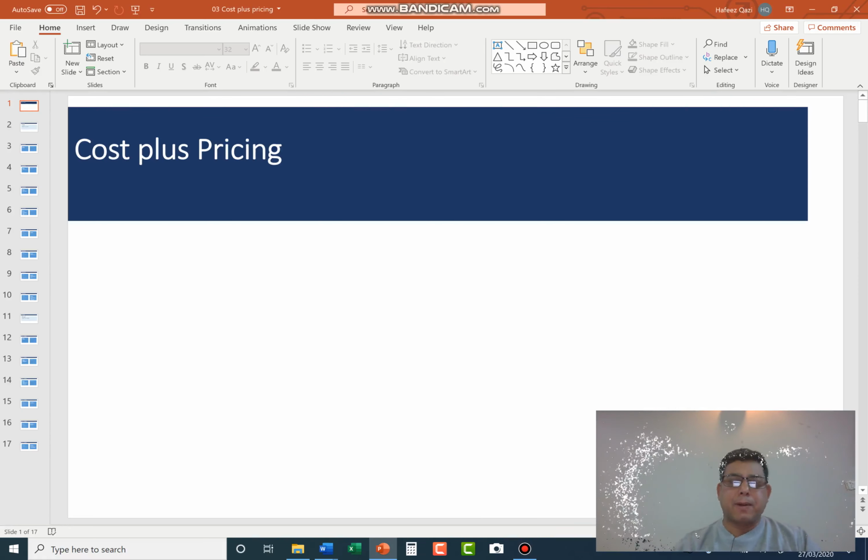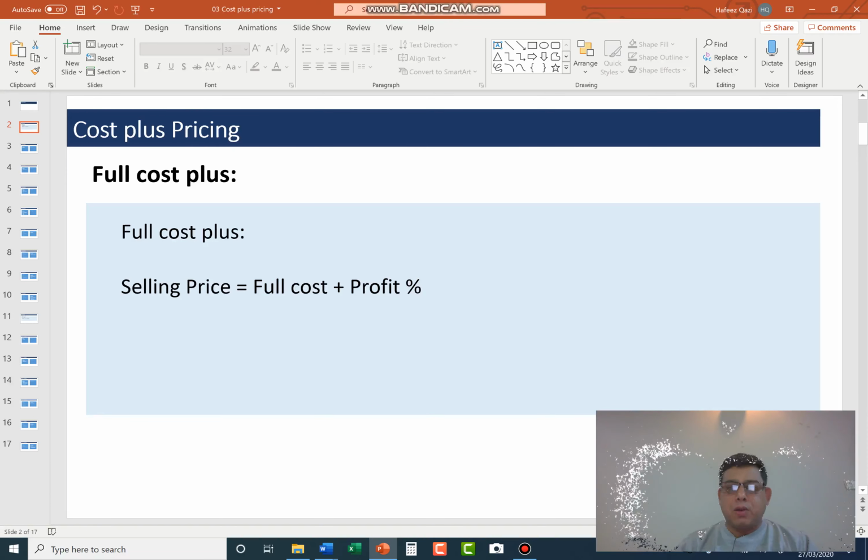Cost plus pricing. In this session, we are going to explore some of the salient features of the pricing techniques based upon cost. So let's start with cost plus pricing. The cost is based upon either the full cost or variable cost. So first of all, let's have a look at some of the important characteristics of the full cost plus pricing.